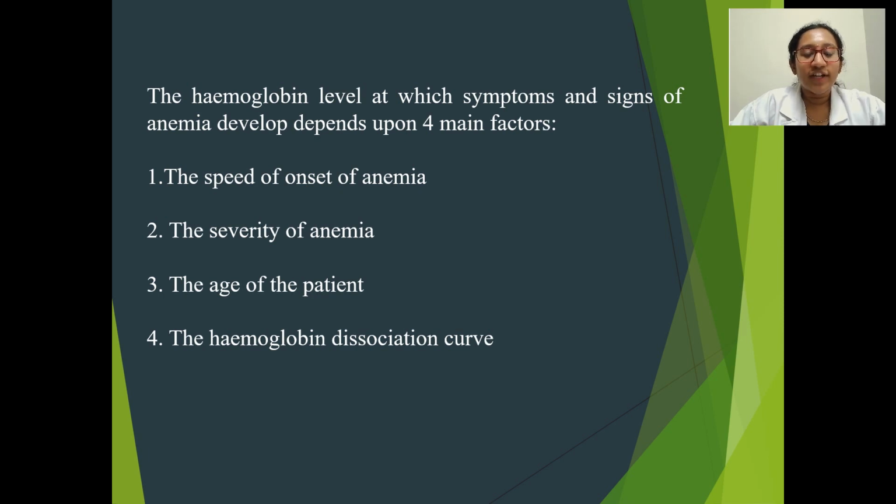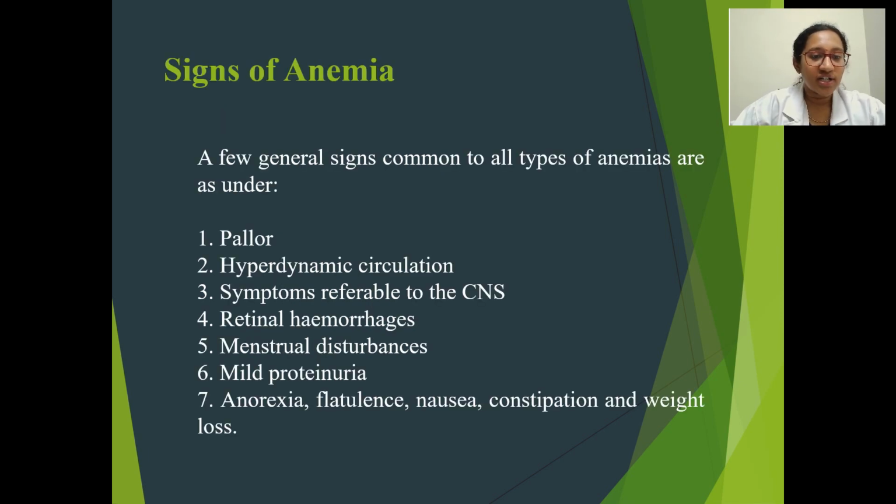Severity of anemia: the more severe the anemia, the more symptoms and signs the patient will have. Age: again, the older the patient, the more symptoms they have. And the hemoglobin dissociation curve. These are the main things.